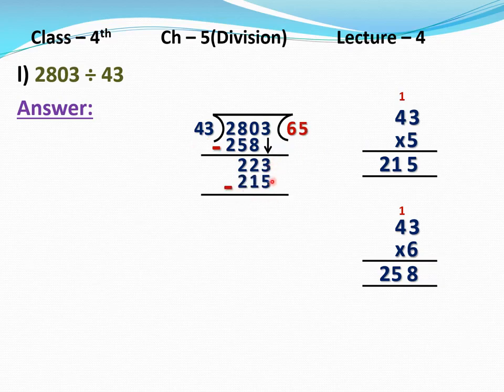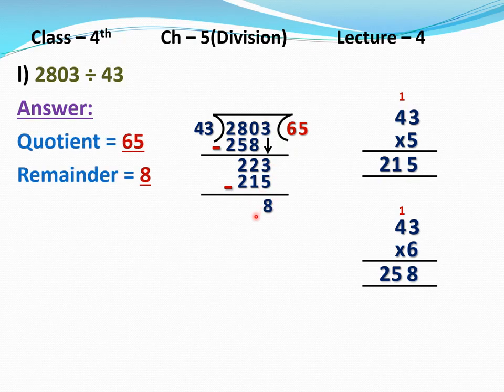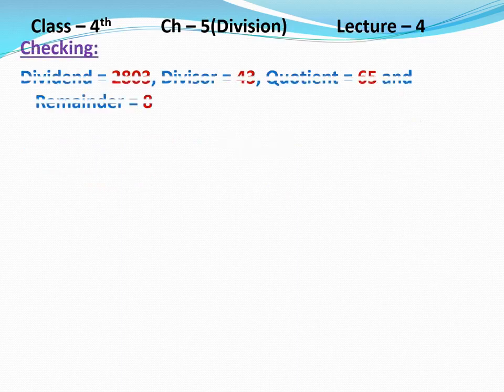Now we will do subtraction. 3 minus 5, it is not possible, so we will take a borrow from this 2. So this 2 will become 1 and this 3 will become 13. 13 minus 5, 8. 1 minus 1, 0. Clear? Quotient equal to 65, remainder equal to 8. Clear? Now dividend equal to 2803, divisor equal to 43, quotient equal to 65 and remainder equal to 8.